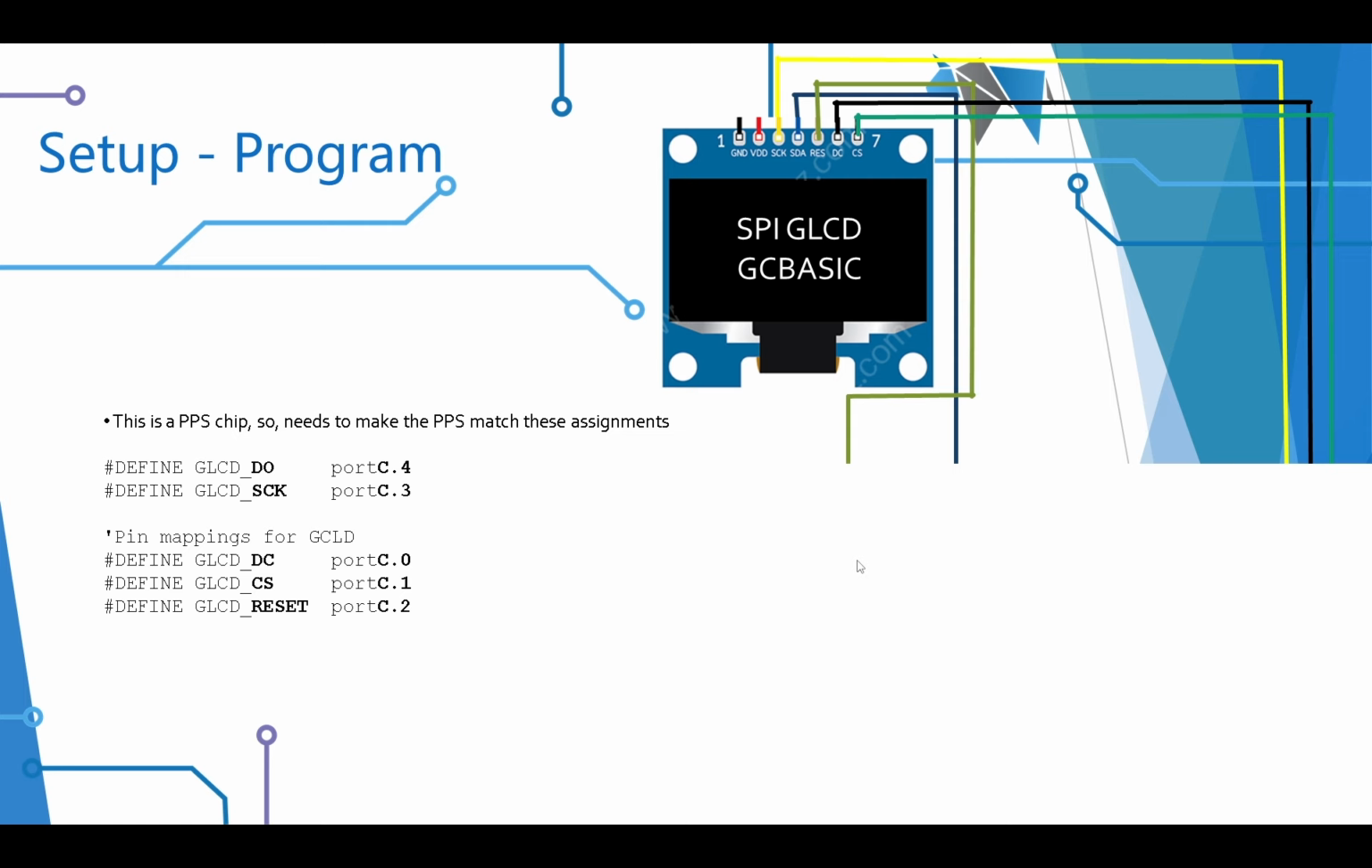If you're going to use the hardware, you need to set the PPS. Be very clear. But we're going to show a little trick in most of the SPI implementations, so we can use software as well. Okay.